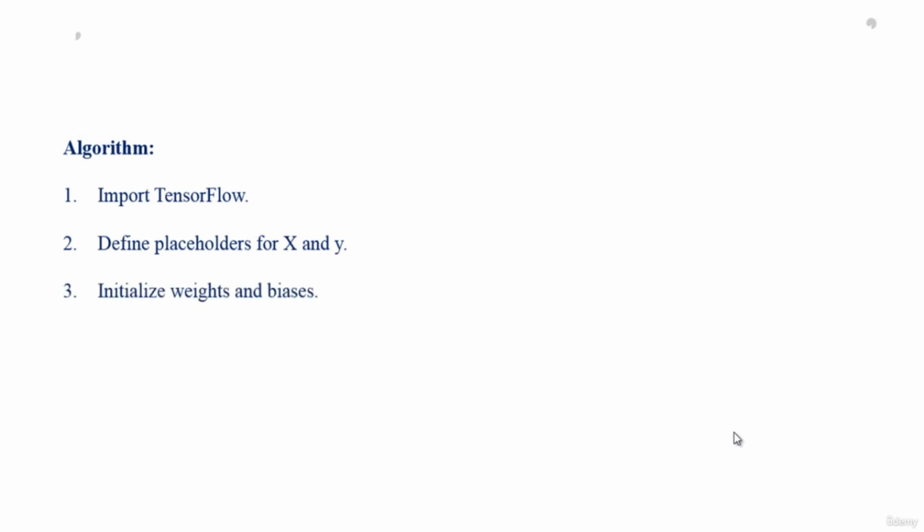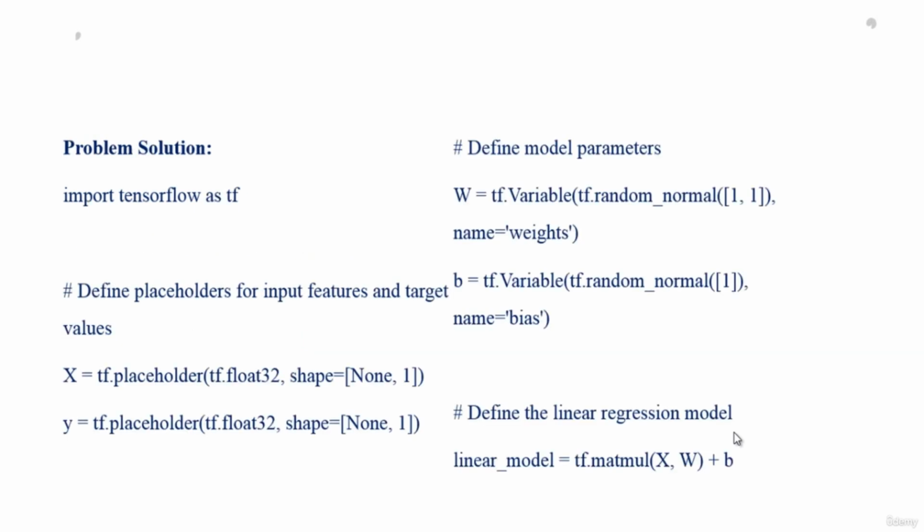Define the linear regression model. How code is working: the code defines a TensorFlow model for linear regression with placeholders for input features and target values. Weights, W, and biases, B, are initialized and the model is defined as a matrix multiplication followed by addition of bias.